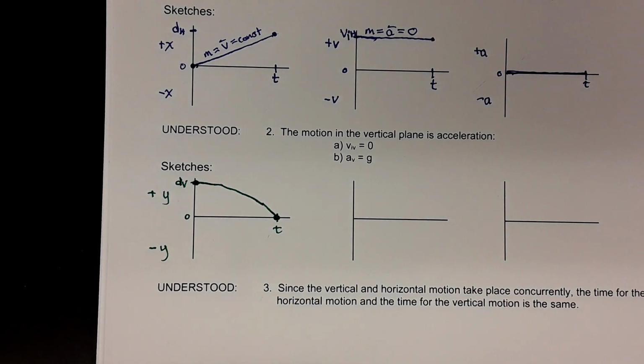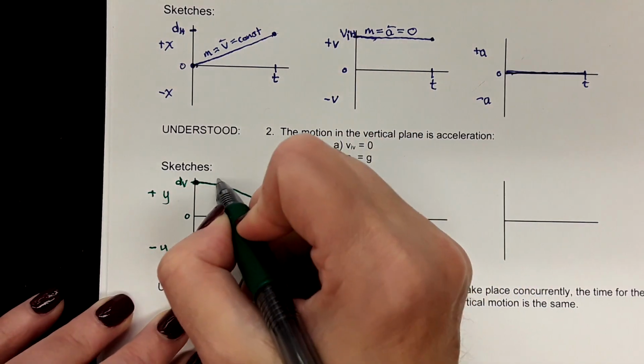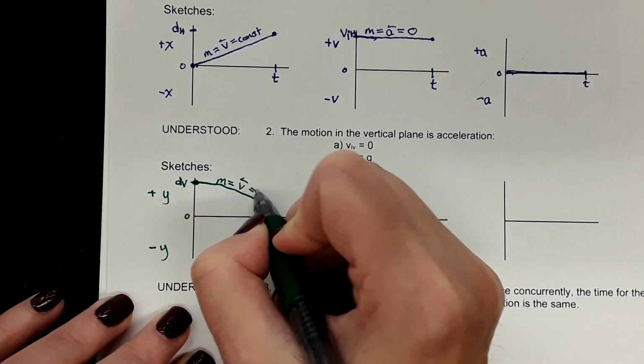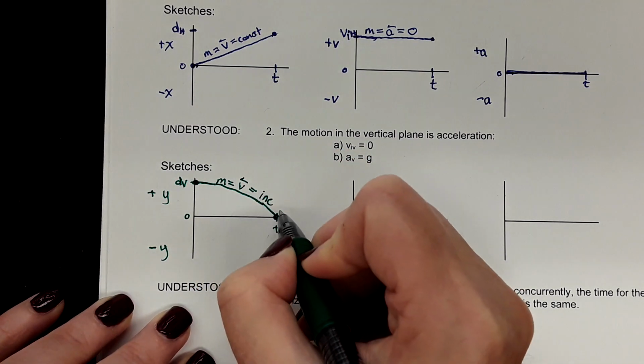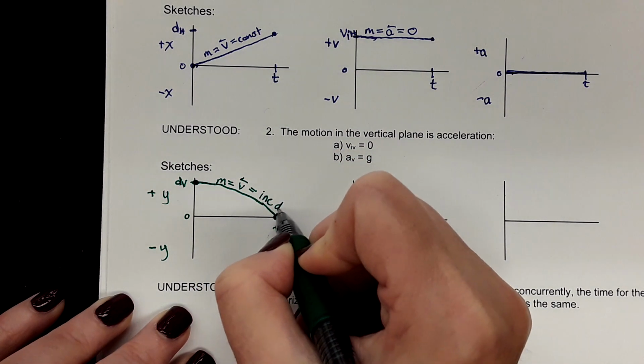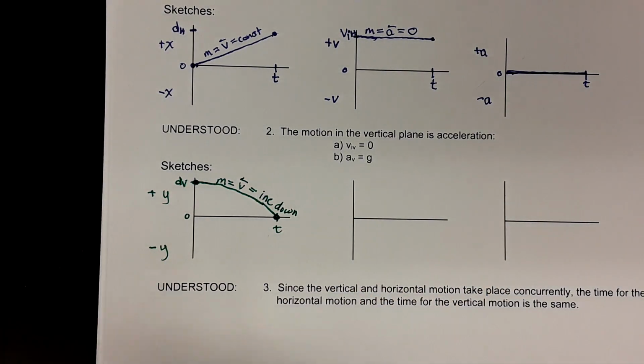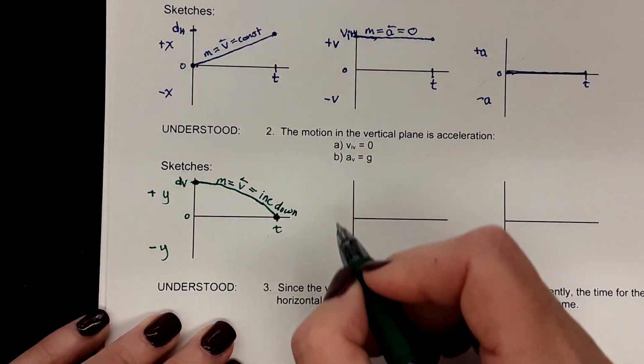Okay? And look, that's a half parabola, isn't it? So this describes the vertical position of the ball at each point in time. The slope is the vertical velocity, and it's showing that it's increasing downward. We'll take the negative direction to be down and the positive direction to be up, okay? All right, now let's take another look at the velocities.